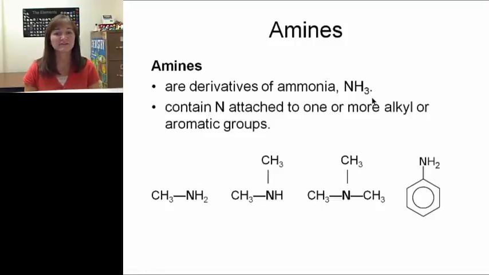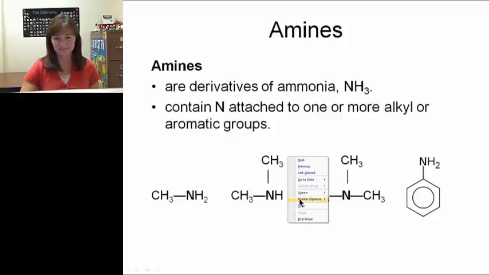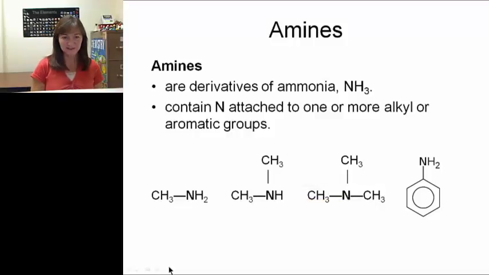Amines contain a nitrogen attached to one or more alkyl or aromatic groups. So on your information sheet, the generic form we're showing you for an amine has an R group to a nitrogen, and then we're not showing you what is on the other end of these two bonds. So this is what's on your information sheet. And the reason we just have these two lines coming off is because in this particular example, the two bonds are going to two hydrogens.